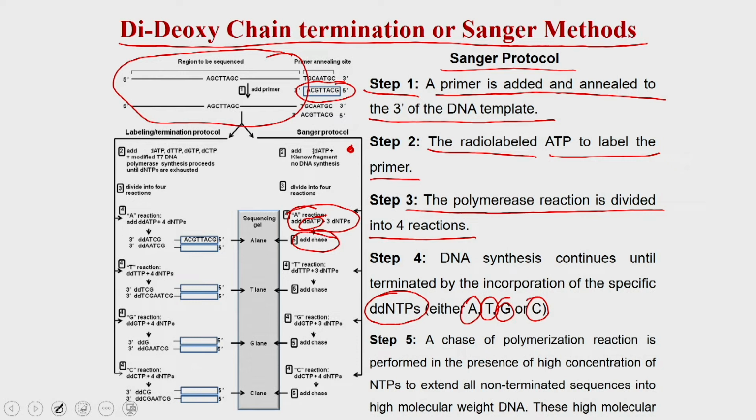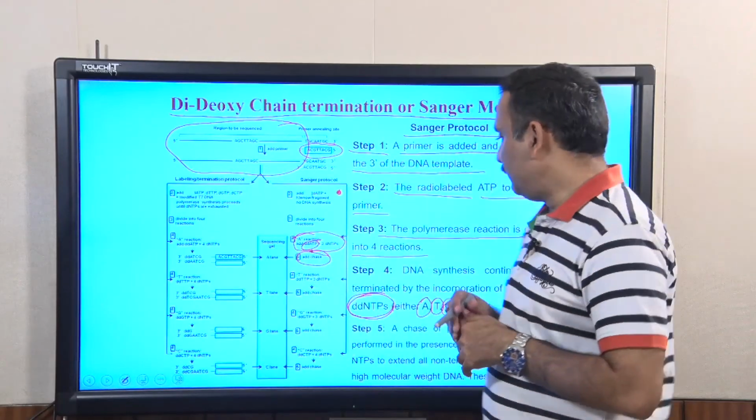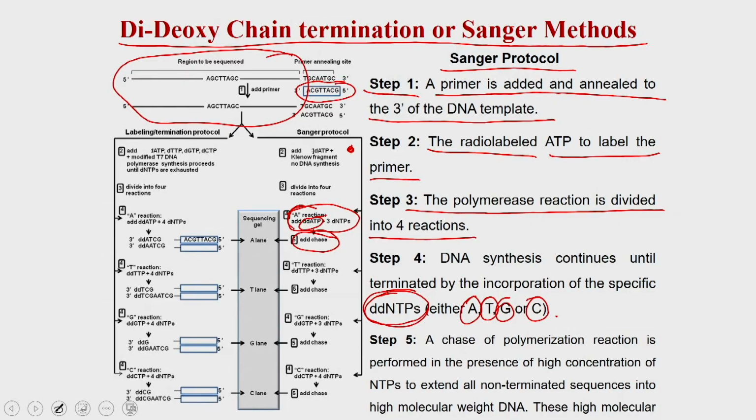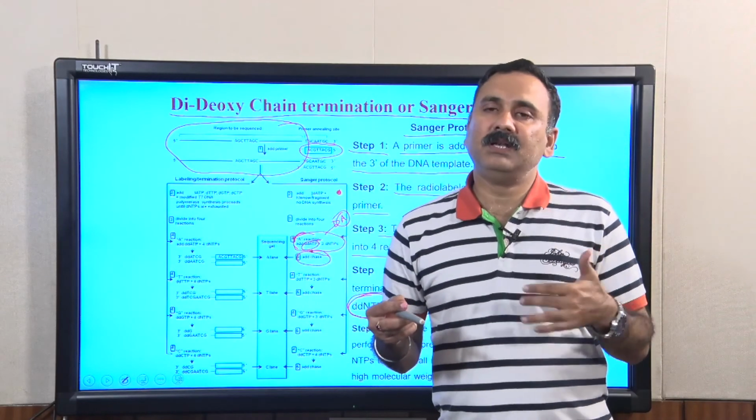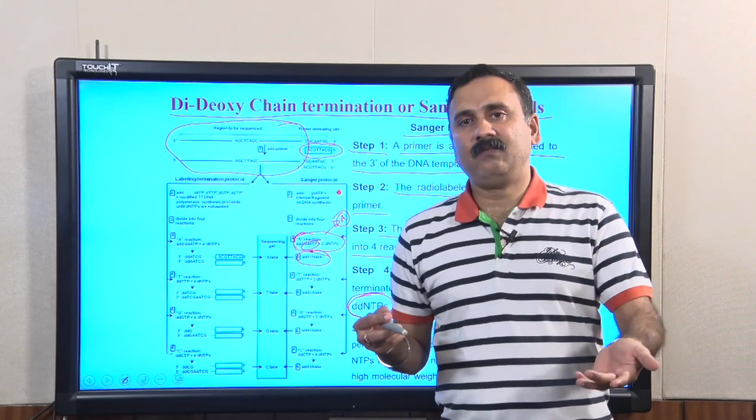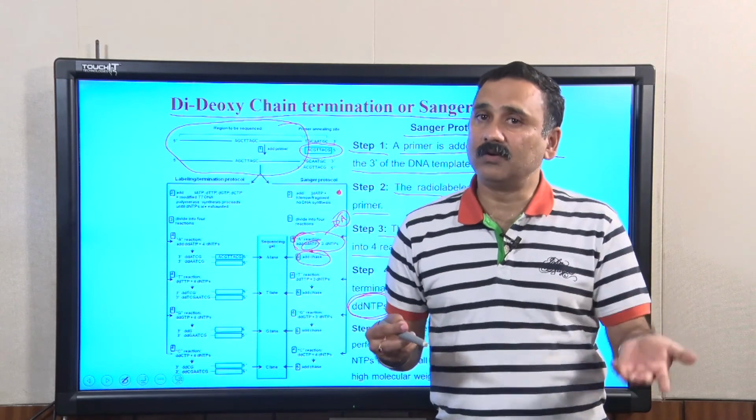So, what will happen is that the places where you add the ddNTPs for adenine, thymine, guanine or cytosine, it is going to terminate the reactions on that particular nucleotide. If you are doing A reactions, the termination would be for A. If you do the T reactions, the termination would be on thymines. If you do the reactions for guanine, the termination is on guanosine, and for cytosine, the termination will be on cytosine.